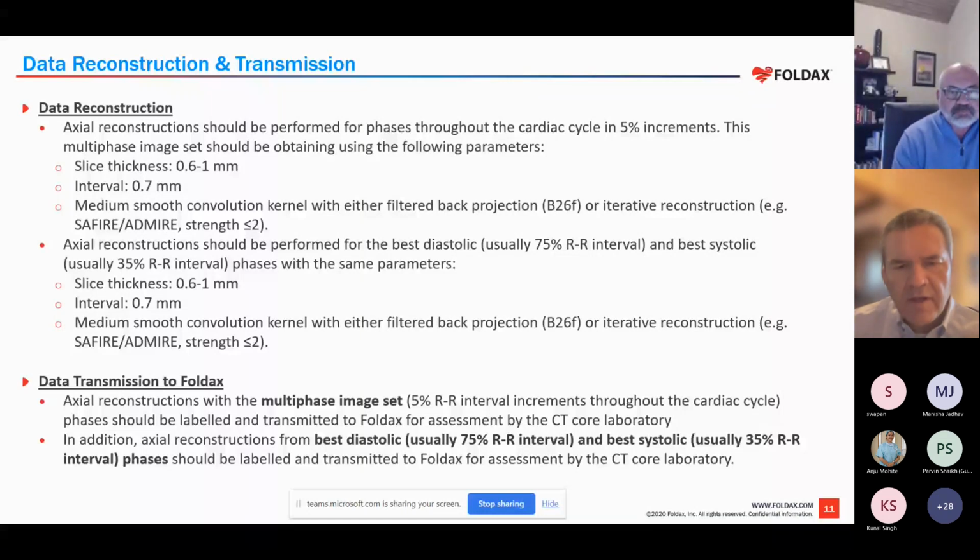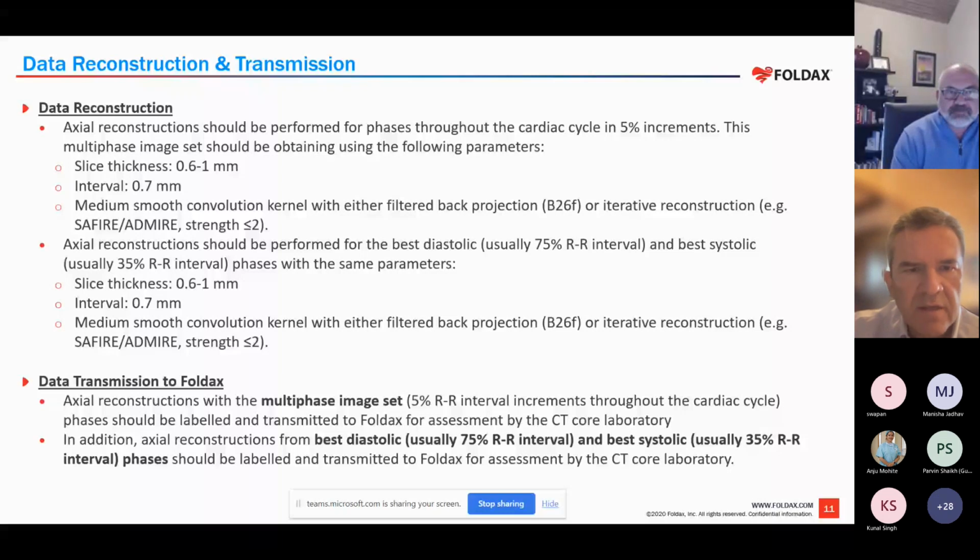And then in terms of what images are sent to Foldax, we would like you to at least send the multi-phase image set, which again contains the entire cardiac cycle in 5% increments. And then in addition to that, please send both the best diastolic and the best systolic phases. And that will help the core lab obtain the assessment of the mitral valve that is needed for adequate selection of patients.